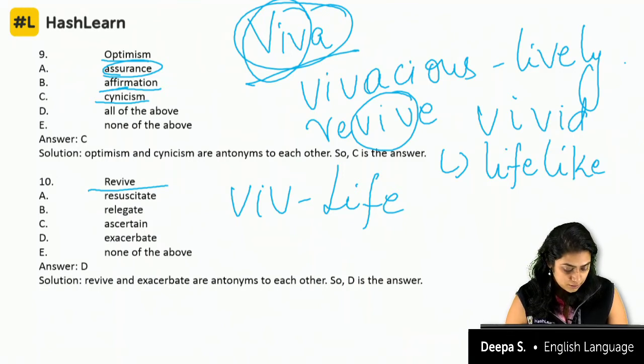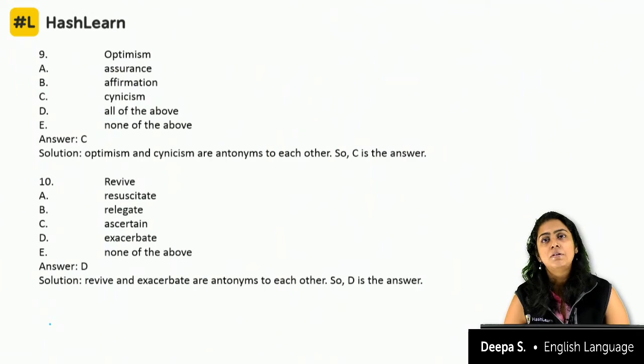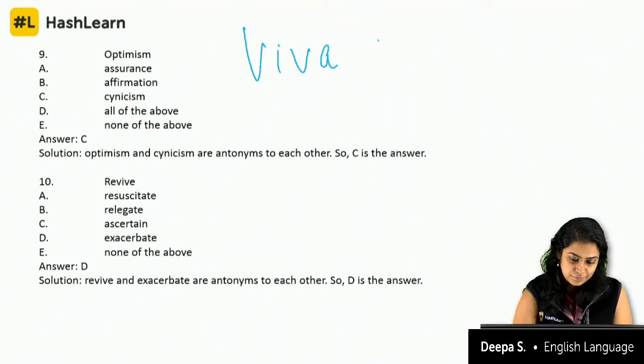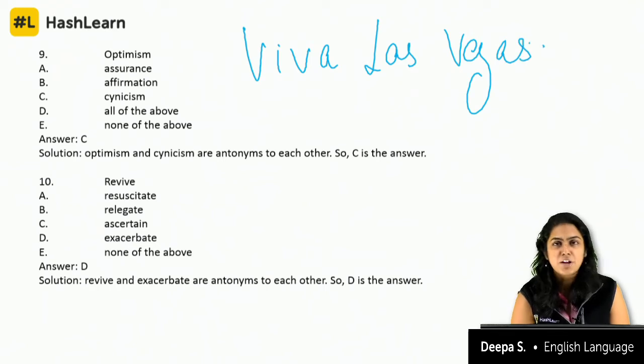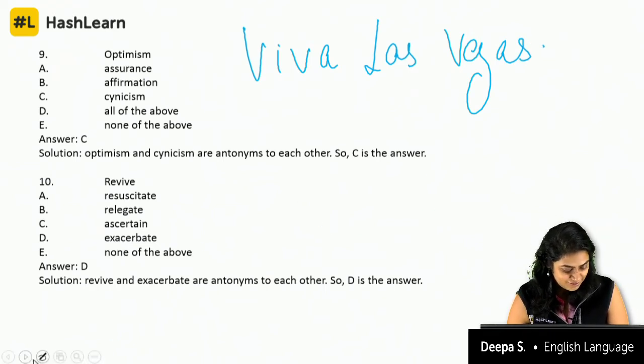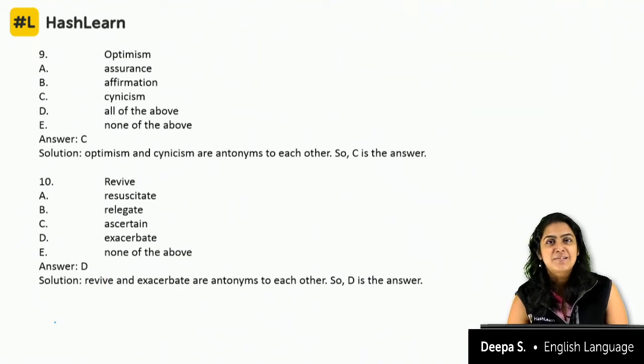Okay, so let's look at this example. He gave a very vivid description of what happens in the book, meaning he gave a very lifelike description of what happens in the book. Anything else? Viv. How many of you have watched Friends, the TV show? Chandler's father is supposed to be part of a club in Vegas, and that's called Viva Las Vegas. This is something that you learn from the trivia quiz in one of the episodes.